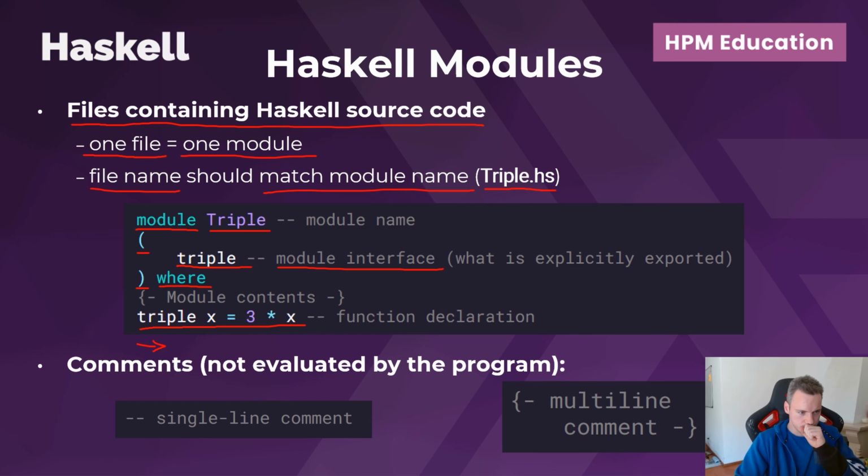And here's just a note on comments in Haskell. Comments are parts of the program that are not being evaluated. They are just notes to people who are reading the code. So we have two forms of comments in Haskell. We have the single line comment, which starts with the double dash, and we have multi-line comments which start with an open curly brace and a dash, and then once the comment is done over multiple lines, it's closed with a dash and a closed curly brace.